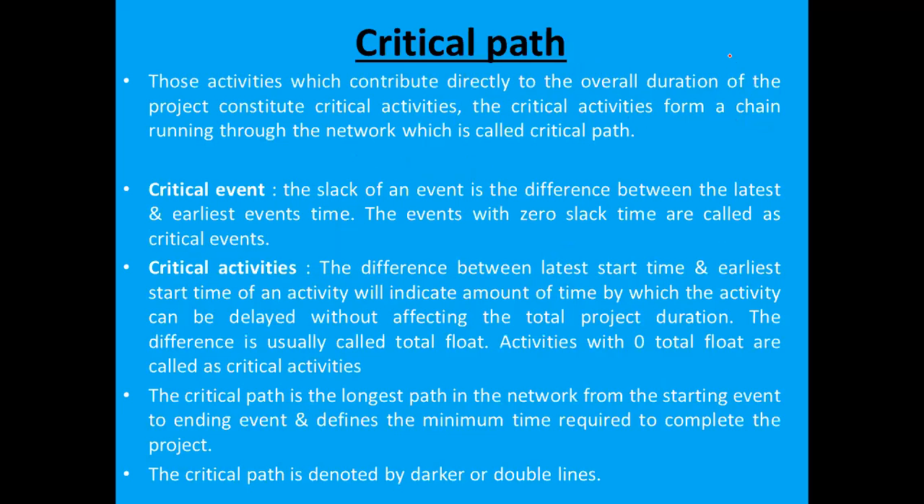Okay, now we'll see the theory. Those activities which contribute directly to the overall duration of the project constitute the critical activities. The critical activities form a chain running through the network, which is called a critical path. Then what is a critical event? The slack of the event, which is the difference between the latest and the earliest event time. The events with zero slack time are called critical events.